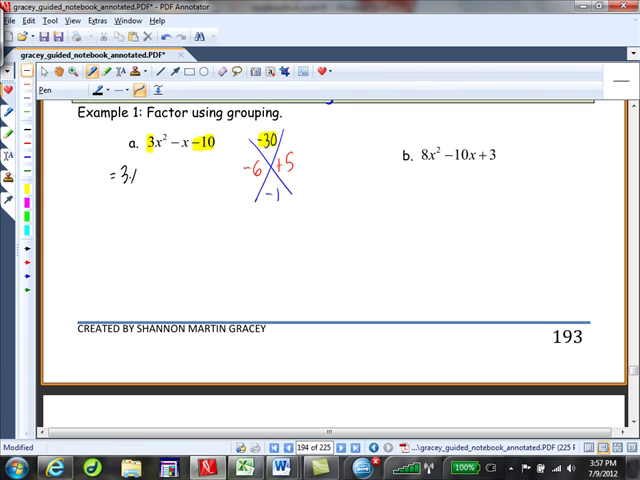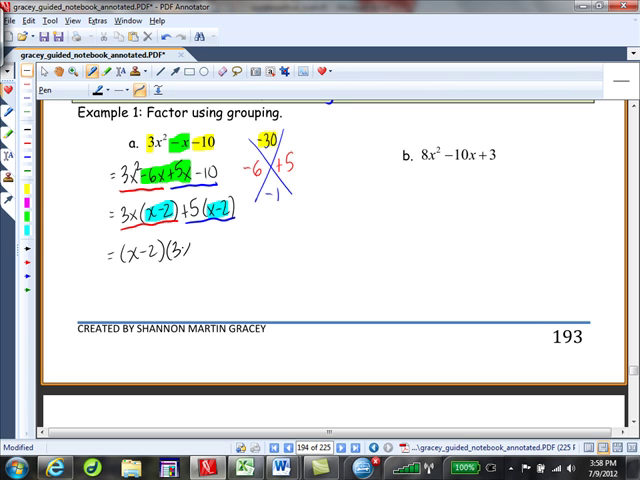So then, here we go. Rewrite this as 3x squared minus 6x plus 5x minus 10. So we rewrote minus x as negative 6x plus 5x. And now we go back to our factoring by grouping skills. And we can factor out a 3x from the red group, and we're left with x minus 2. And if we factor out a 5 from the blue group, we're left with x minus 2. And we have a common binomial factor of x minus 2. We factor that out, and then we're left with 3x plus 5. Isn't that easier than getting all frustrated using trial and error?